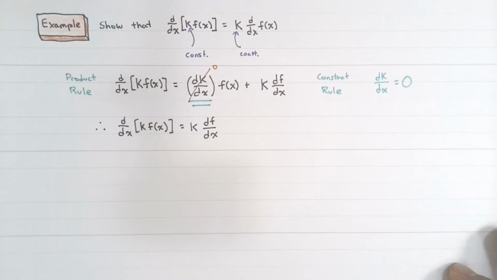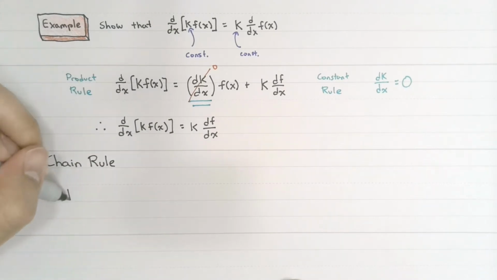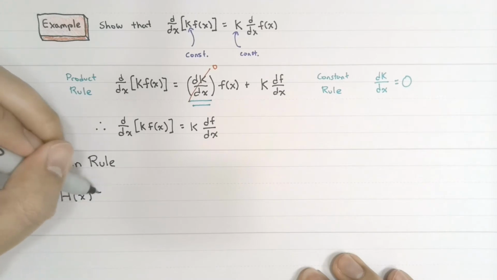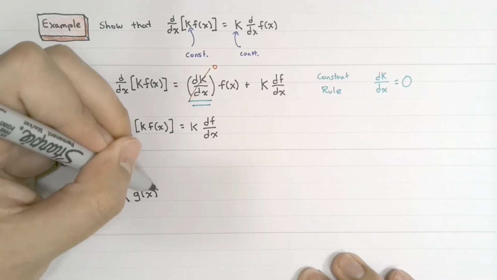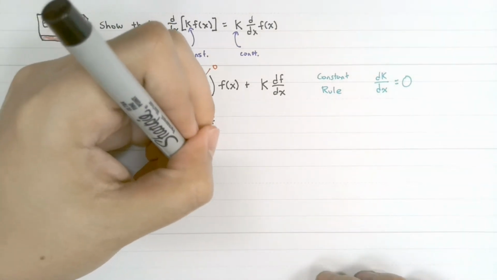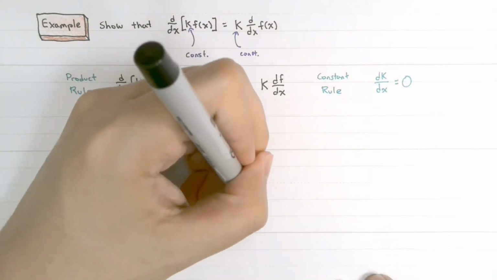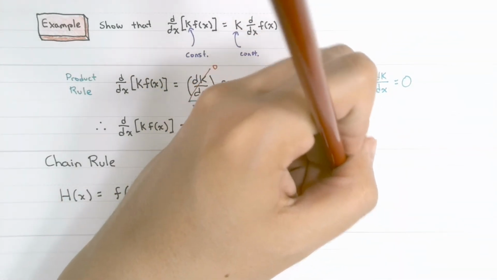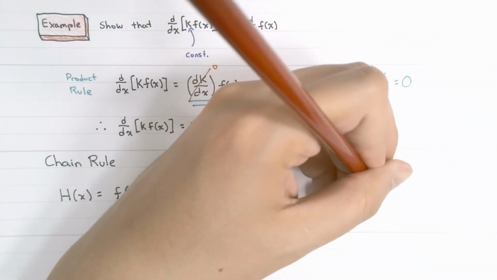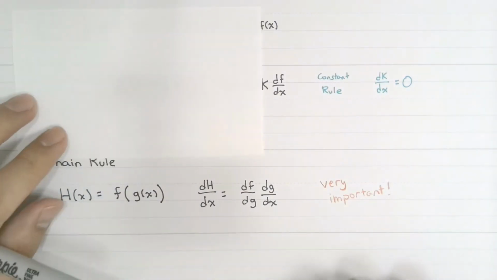Finally, let's look at the chain rule. In this case, let's define a function h. h is equal to f, which itself is a function of g, which itself is a function of x. What does the derivative of h with respect to x look like? In this case, the chain rule tells us that dh over dx will equal df over dg times dg over dx. The chain rule will become very important when we're looking at velocity and acceleration.